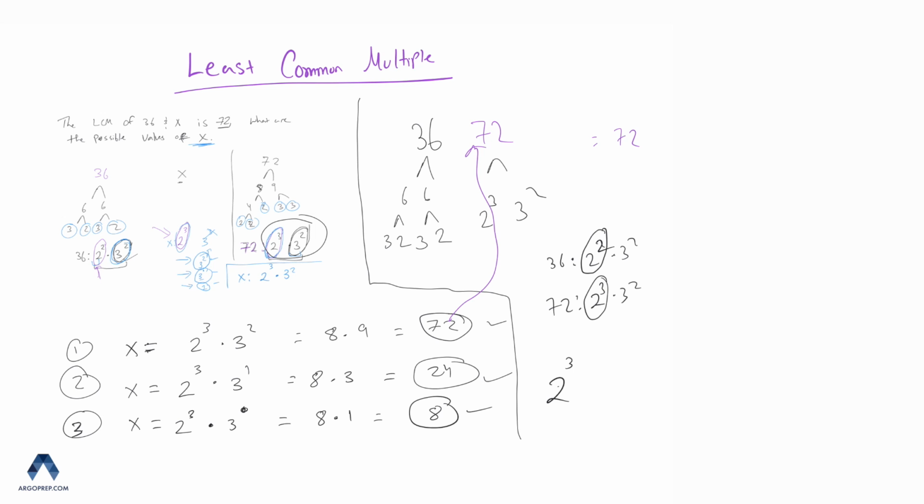Instead of writing 2 times 2 times 2, I can just write 2 to the third power times 3 to the second, which appears twice here and twice here. Okay, fantastic. Now 2 to the third times 3 to the second, if you work that out, becomes 72. So that is correct. Now you can go ahead and plug in 24: with 36 and 24, you'll see that the least common multiple is 72. You could also do that for the number 8, and once again you'll find that the least common multiple is 72.